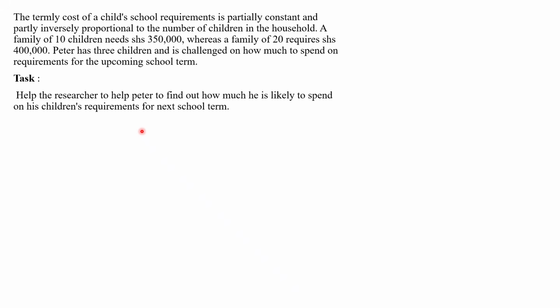Now here, you can see partly constant. It means that you are going to introduce a constant. And also inversely proportional, so you must have a constant of proportionality. And which two things are changing? I'm seeing the cost of the requirement and the number of children. So the first step, number 1, is defining your variables.